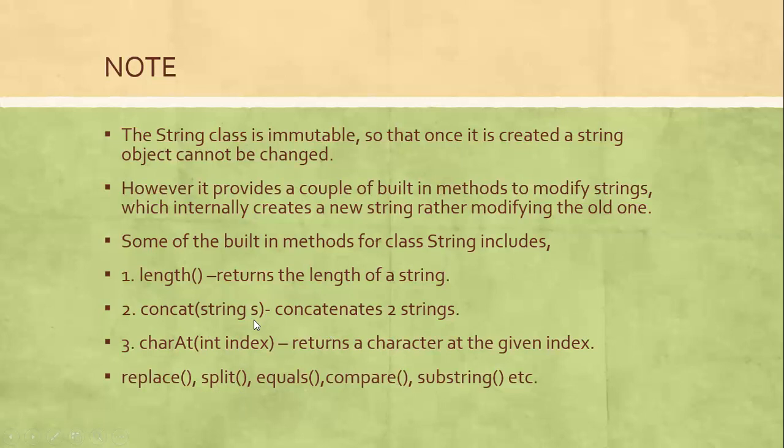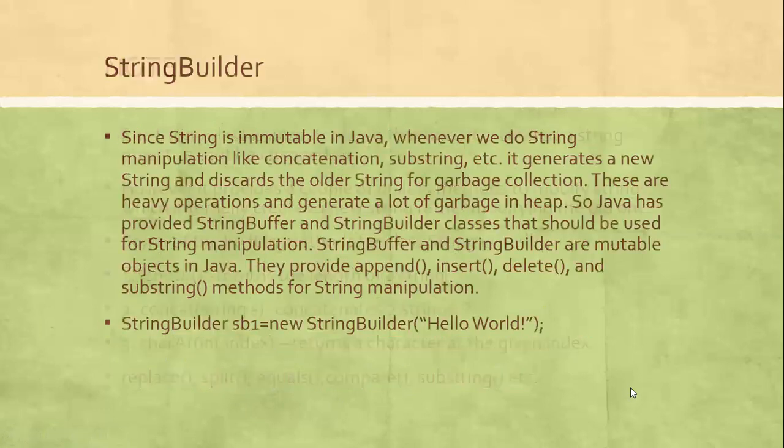Concatenation, joining the two strings. I mean, one string gets appended or added to the other string. And char is something you can use if you want to know the character at a specific index. Following that, you have replace, split, equals, compare, substring. All of these are some of the built-in methods that you can make use of without writing your own programs for it. You have the methods, you just need to access them.